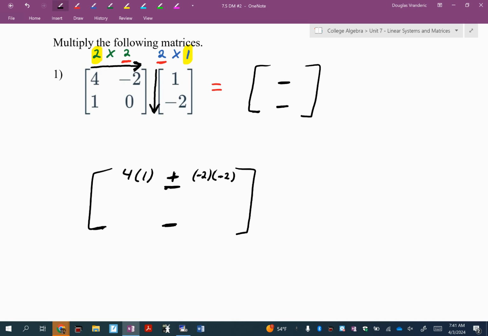All right. We actually don't do division with matrices. We actually multiply by the reciprocal.